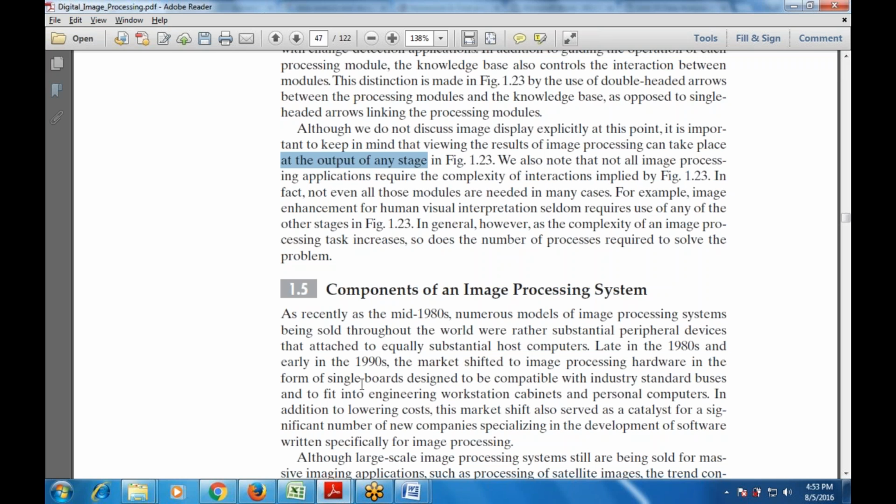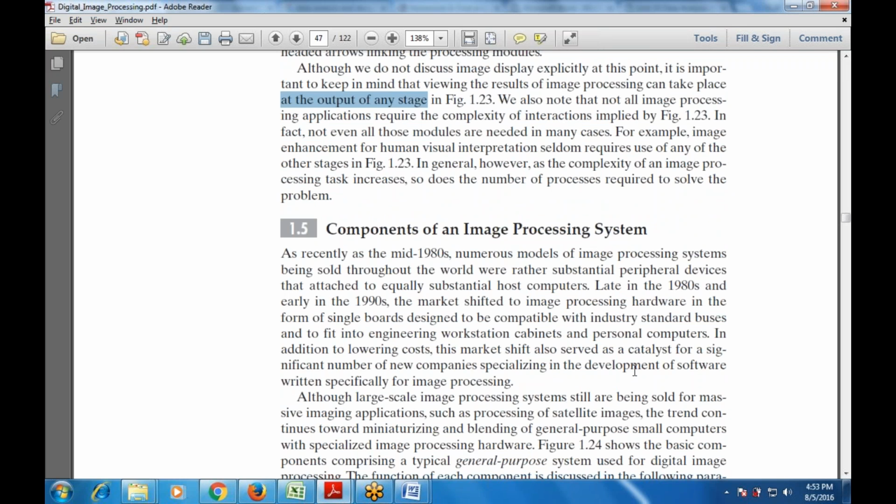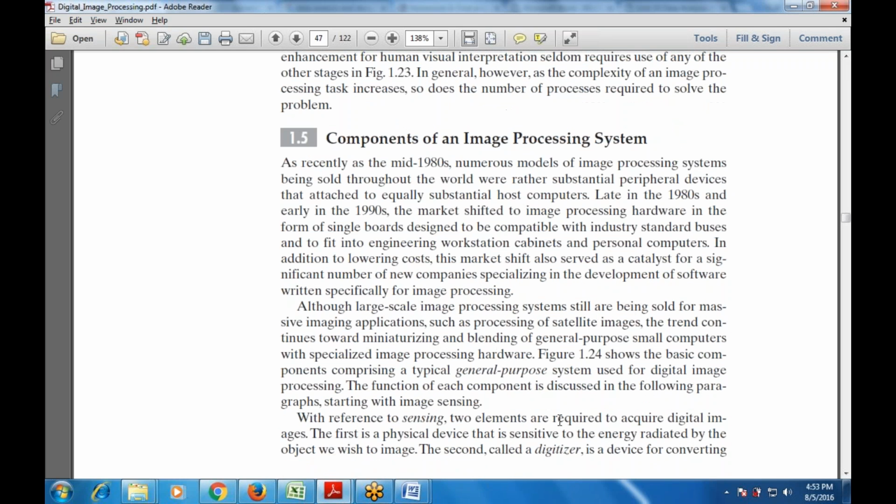Although large-scale image processing systems are still being sold for massive image applications, such as processing of satellite images, there is a miniaturizing and blending of general-purpose small computers that are used as image processing hardware. A typical general-purpose system is also used for digital image processing. Then the function of each component begins with the image sensing.